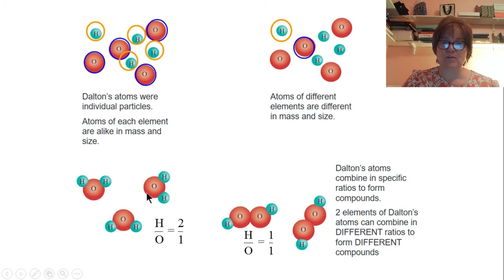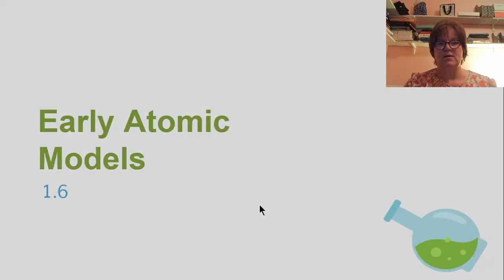This is a 2-to-1 ratio of hydrogen and oxygen. So both of these compounds involve hydrogen and oxygen being bound together, but they're in different ratios. So that's what we're saying with Dalton's theory.